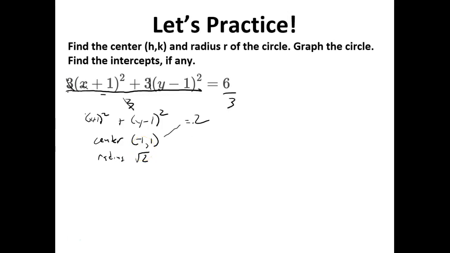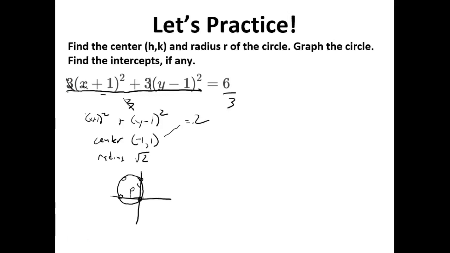Graph the circle, find the intercepts, if any. In this case, when we graph the circle, a center at -1, +1 would be right there. All the points are the square root of 2 away. So I went back 1, up 1, back 1, up 1. This length right here to the origin is actually the square root of 2. If I went over 1 and up 1, I'd have another square root of 2. And if I went down 1, over 1, another square root of 2, up 1, over 1, another square root of 2. Connect those dots like that, and I actually already have the intercepts.